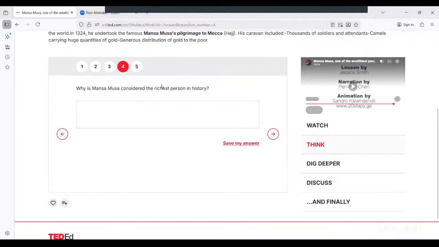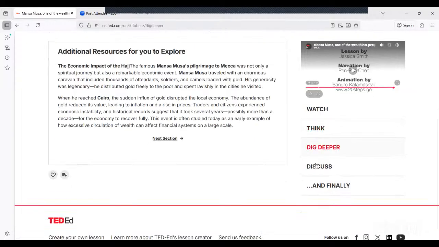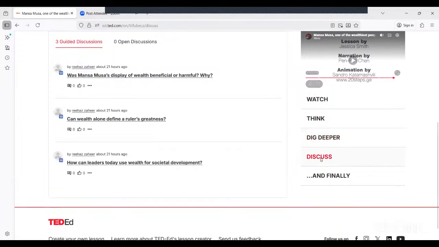Then you can have another section, a keyword, one word or one sentence question. Why is Mansa Musa considered the richest person in history? How did his pilgrimage influence global awareness of Africa? They can just type one sentence. Then after that, in the Dig Deeper section, they can explore. We can give more information about the topic. They can read here.